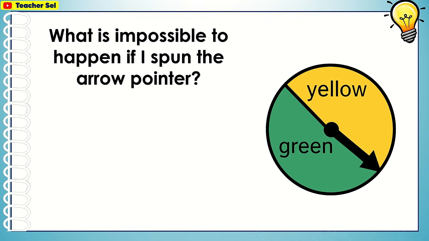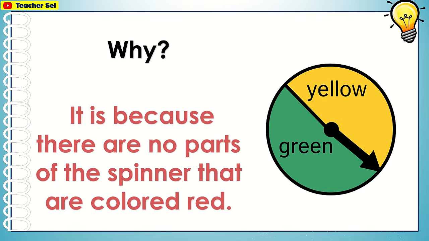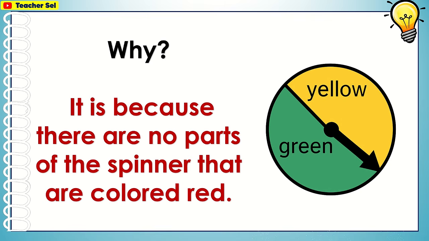What is impossible to happen if I spun the arrow pointer? It is impossible for the arrow pointer to stop at a red region. Why? It is because there are no parts of the spinner that are colored red.